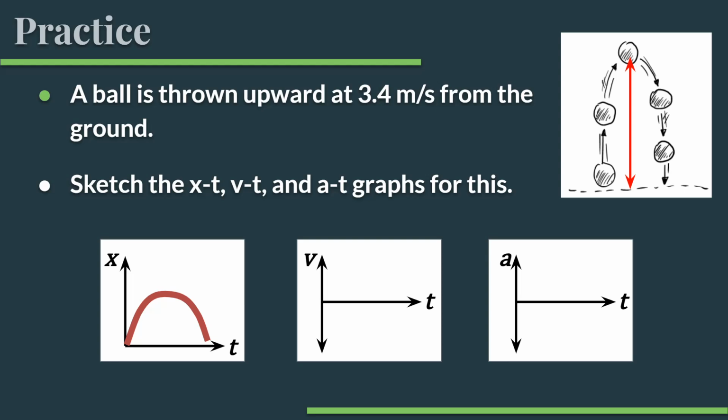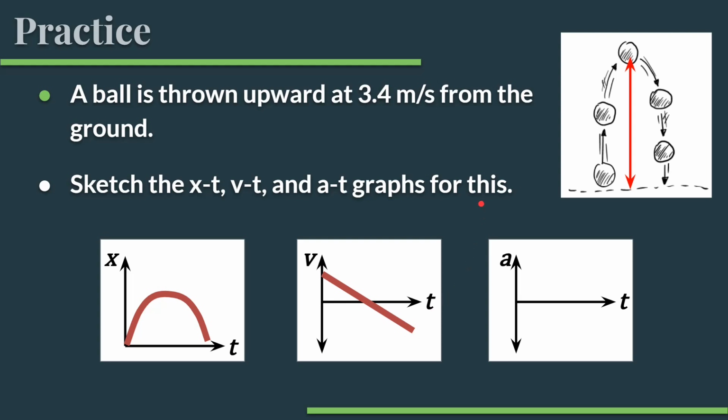My VT graph needs to show an object that starts out with a velocity of positive 3.4. It needs to cross the x-axis because it needs to start to fall back down. And at the x-axis, when it does that, that's going to be my max height because the velocity is 0. It's going to look like this. It's going to start up here at 3.4. At this point, we're at max height, and then it's going to go down to negative 3.4 before it hits the ground. And then AT.